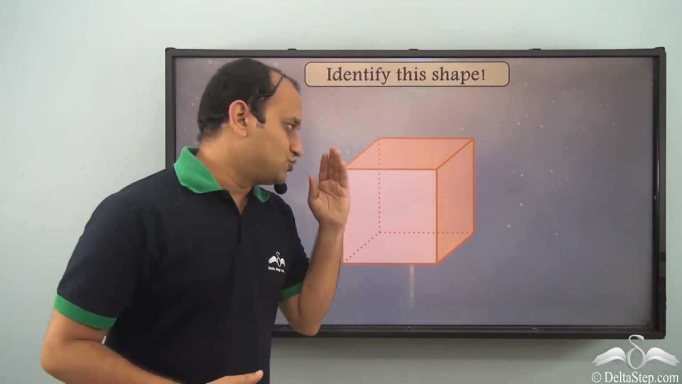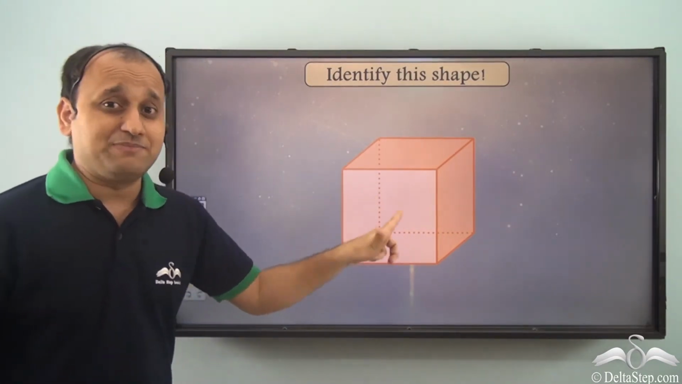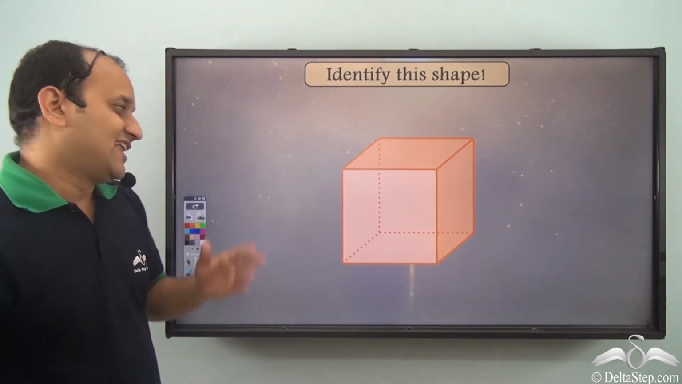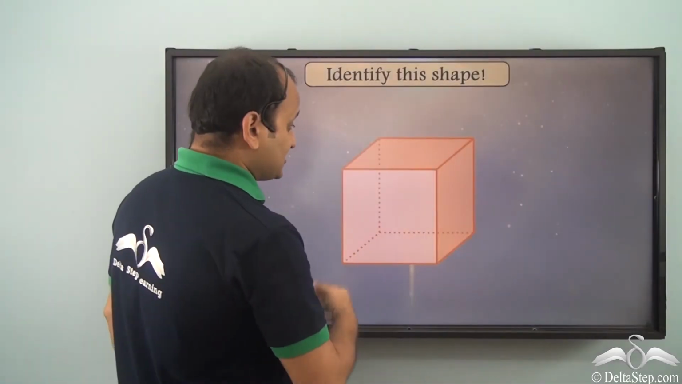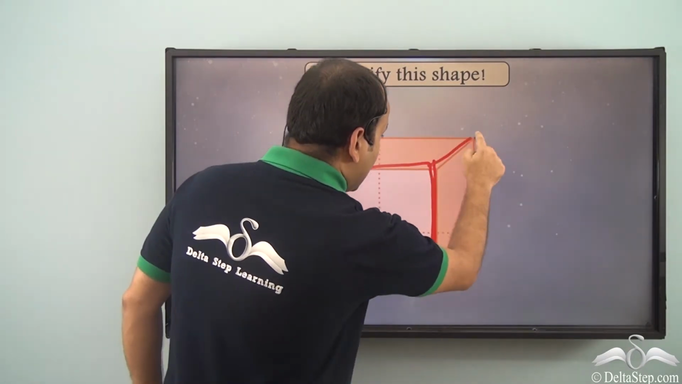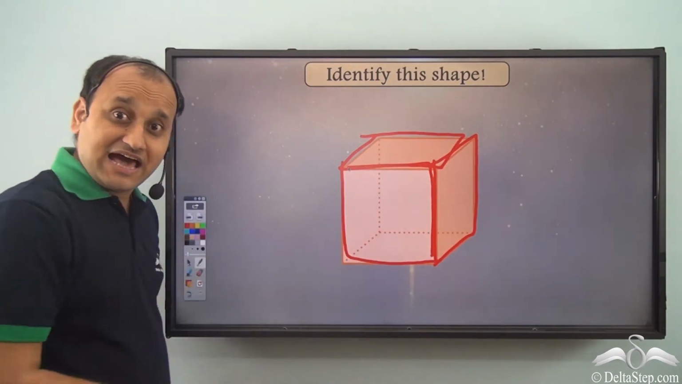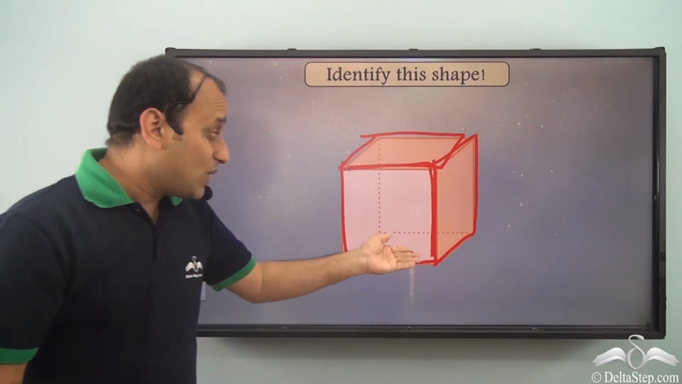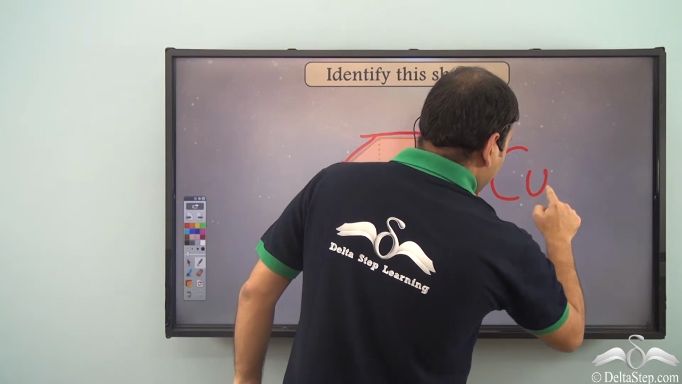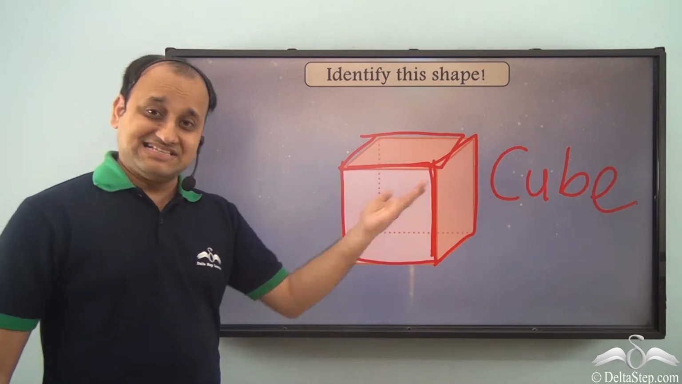Now let's come to this particular shape. So can you identify which shape is it? What do you think? Well, if you notice, as you can see, all the faces are square. So all the faces are of same size and they are square, and that's why this is a cube. So what do we call this shape? Well, this is a cube.